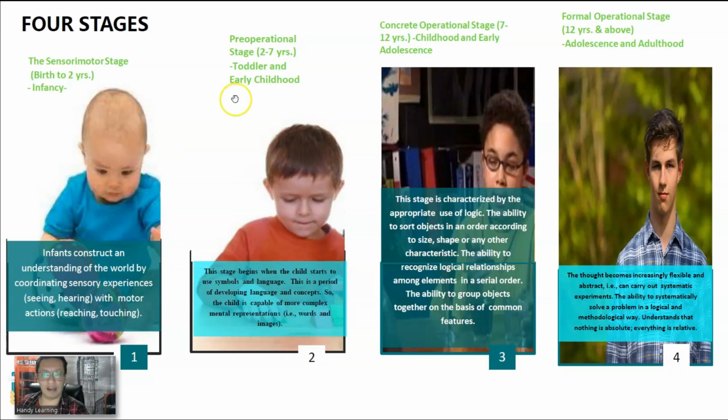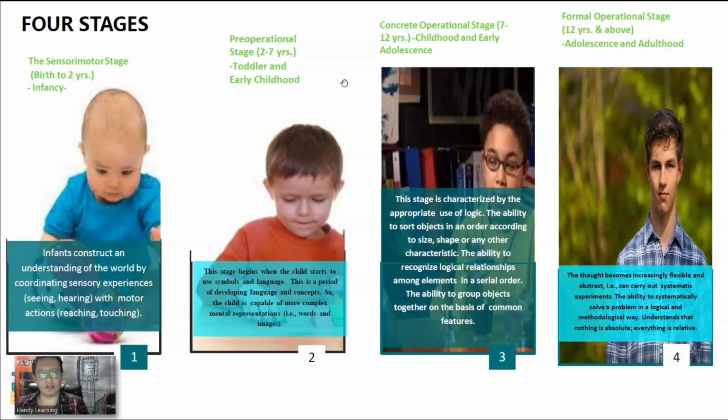We have something else, the next stage, which is called pre-operational. The stage begins when the child starts to use symbols and language. At this stage, the toddler starts using words to communicate and is capable of more complex mental representations like, for example, he is able to understand what a toy is, what a bear is, to recognize an animal, to recognize symbols, to recognize sounds. So at this stage, the toddler is basically able to communicate in a verbal way.